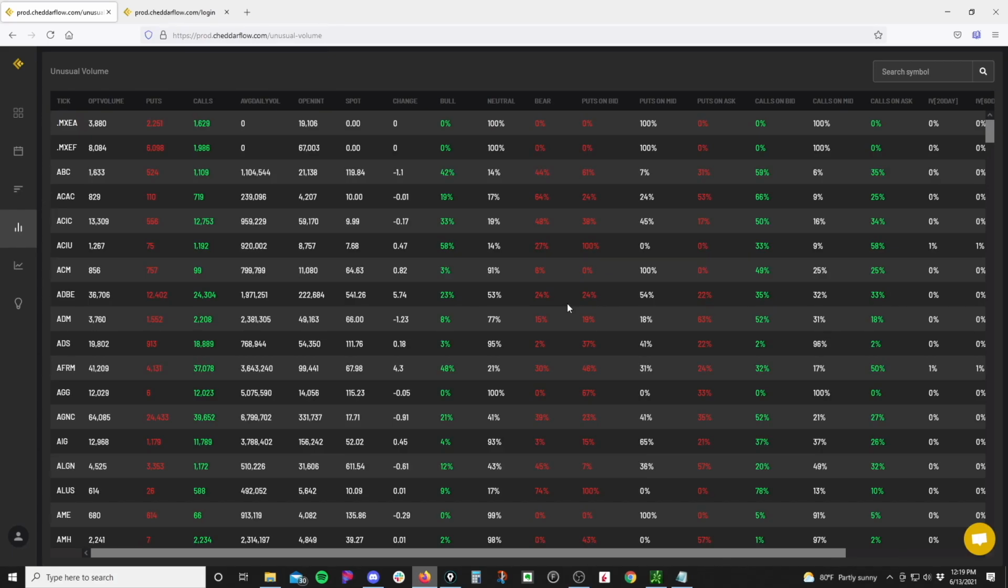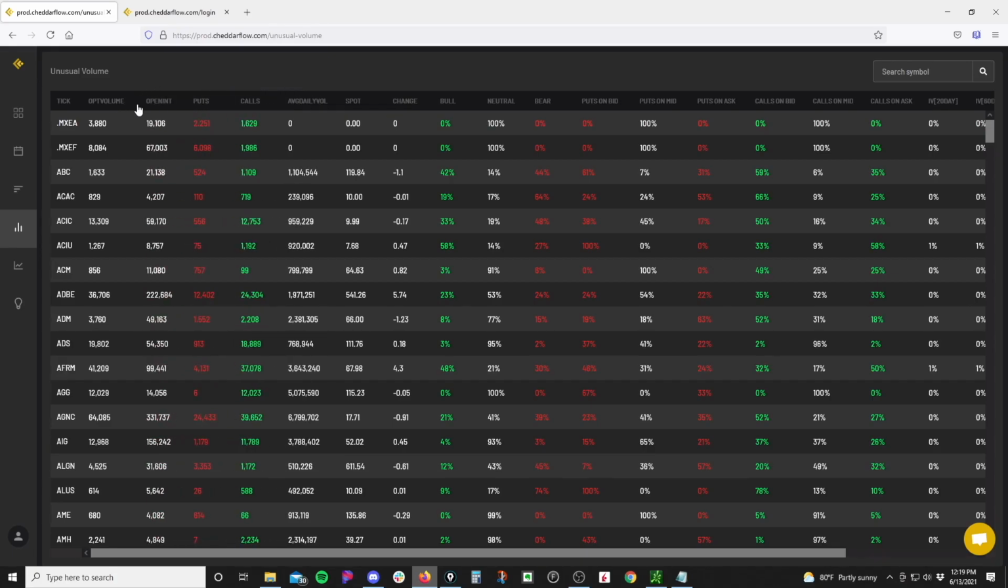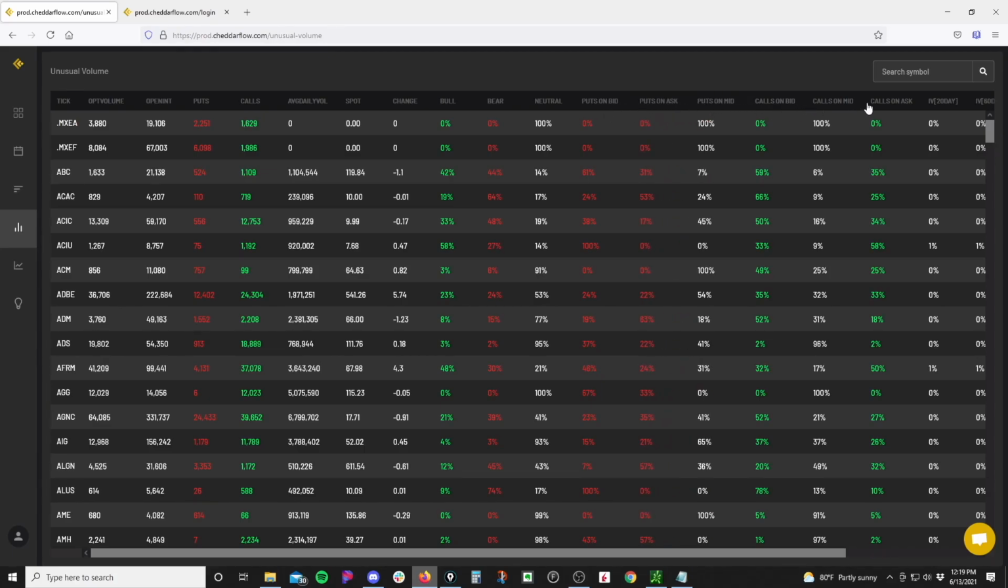All right, so that brings us to number one, how I arrange my columns and why. The first thing I want to do is put the open interest over by option volume. And then the next thing I want to do is put the bull and bear percentage close together. And then I want to put the puts on the ask and calls on the ask side by side. So what that allows me to do is, when I'm looking at this data, I can see very easily the juxtaposition of bull and bear percentage, the juxtaposition of puts on the bid versus puts on the ask, and the juxtaposition of calls on the bid versus calls on the ask.